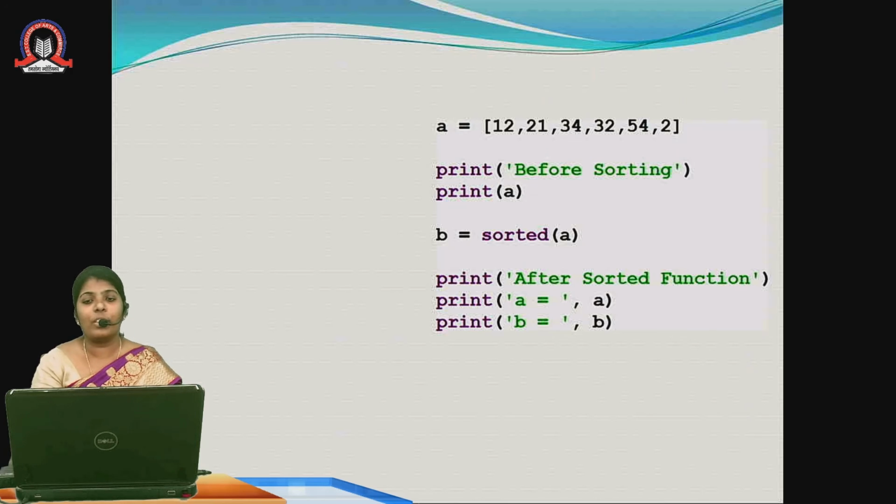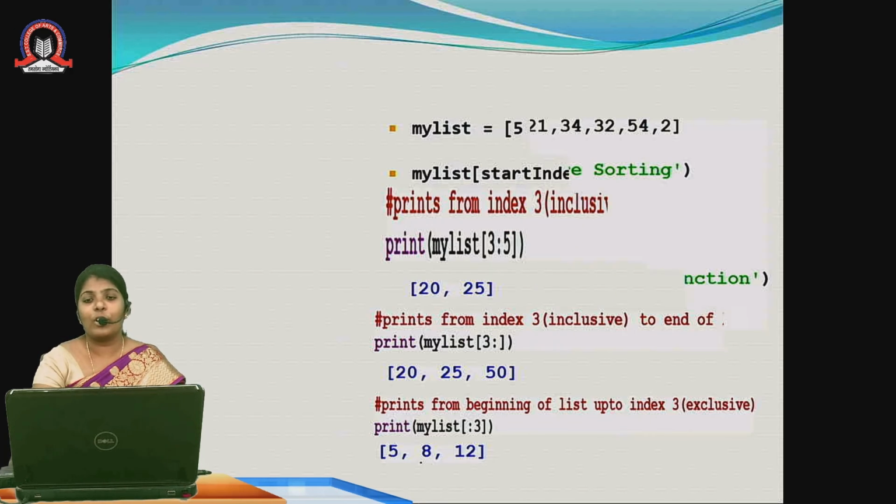The same works for numbers also: 12, 21, 34, 12, 54, 2. If you want to sort, you can sort. If you give B equal to sorted A, the numbers will be sorted from smaller to bigger. So if your list has 1000 records and you want to sort, you can use the simple function sort.